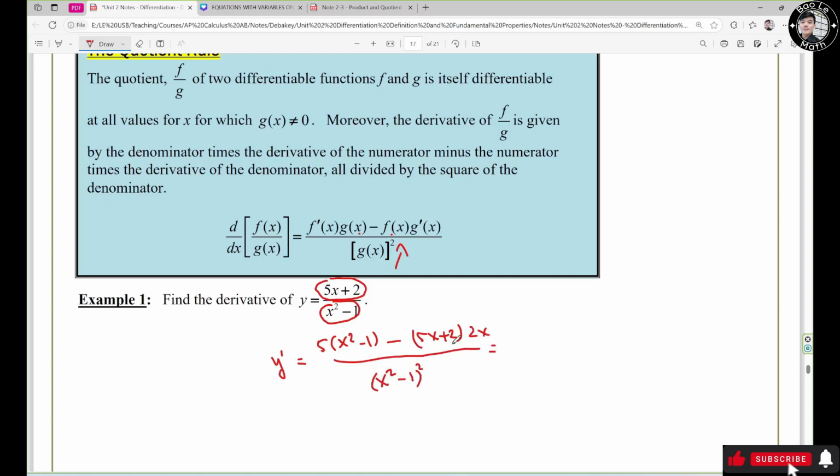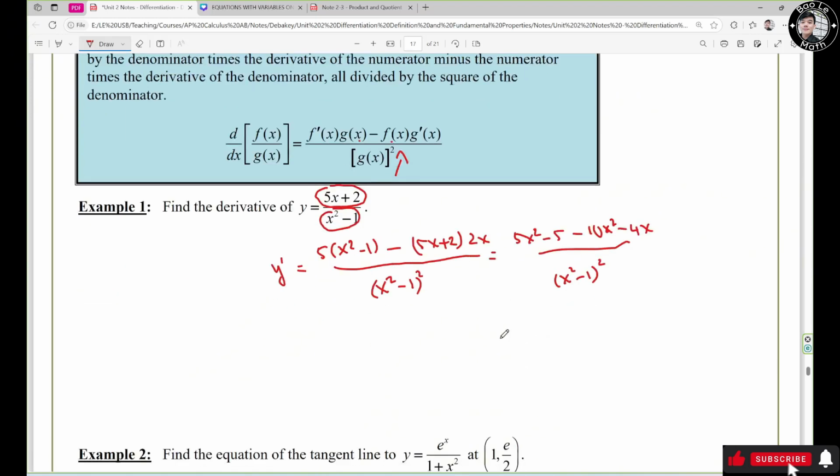So we're going to simplify this guy. It turns out to be 5s squared minus 5 minus 10s squared minus 4s, over s squared minus 1 altogether squared. Now 5s squared minus 10s squared is negative 5s squared, minus 4s minus 5, over s squared minus 1 altogether squared. This one is the final answer, right?